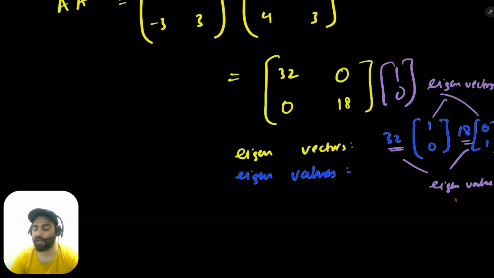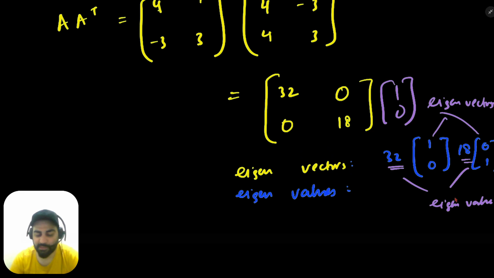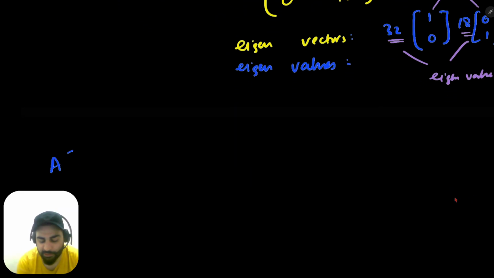18 out of this, so these are eigenvalues. So is it clear, the eigenvalues and eigenvectors for this? Is it clear? Yes, sir. Now just keep this in your hand, and now we have this A transpose A.